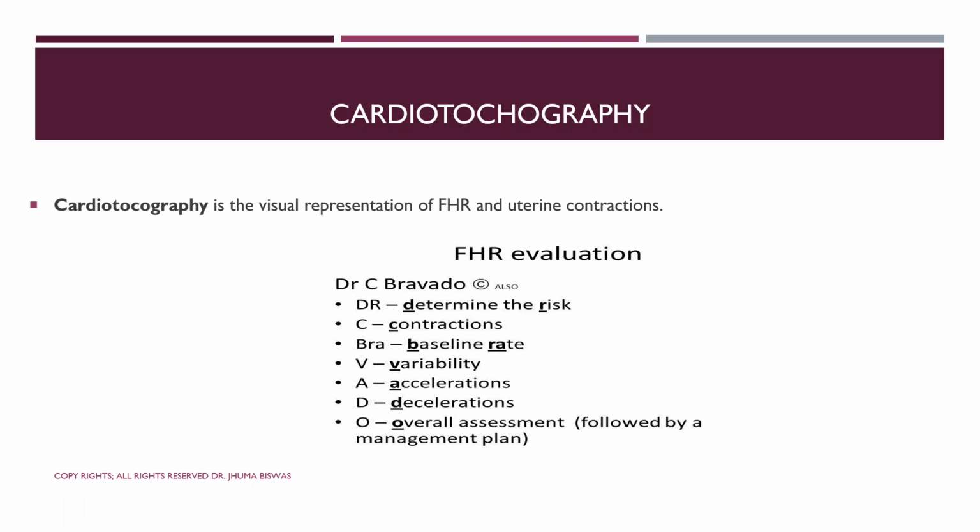And the last thing you have to look at is the fetal heart rate. When we see the fetal heart rate, BRA means you have to assess the baseline rate. V is variability, A is acceleration, D is deceleration, O is overall assessment. So this is the overall CTG interpretation you have to do. Even in the Part 3 exam, if they ask you to interpret the CTG, always follow Dr. C. Bravado. That is, determine the risk first, C is the contraction, BRA is the baseline rate, V is variability, A is acceleration, D is deceleration, O is overall assessment.